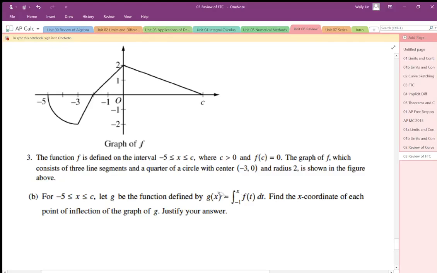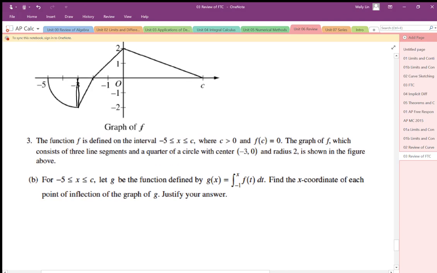The g function is defined by the area underneath f from -1 to x. Okay, so we've been given these geometric parts, so we should probably just split them up to make sure that we have the different parts. And we want to find the x coordinate of each point of inflection. Okay, so first of all, we have to find the points of inflection.